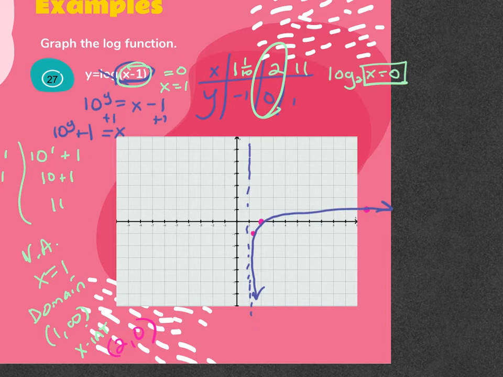Questions on that one? Why is your domain 1? So it got shifted. As soon as you get that horizontal shift, which is in that parentheses, it shifts your domain because your vertical asymptote just shifted everything over. So your vertical asymptote and your domain are going to come from those parentheses.